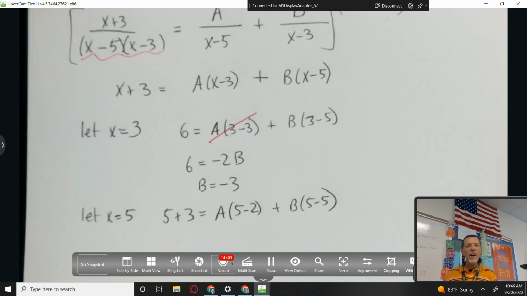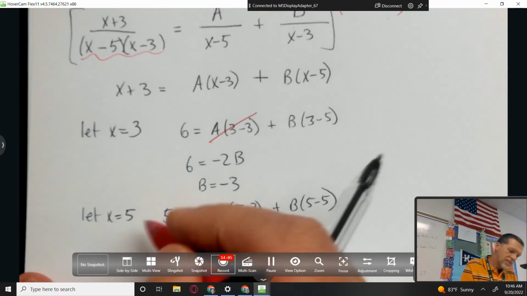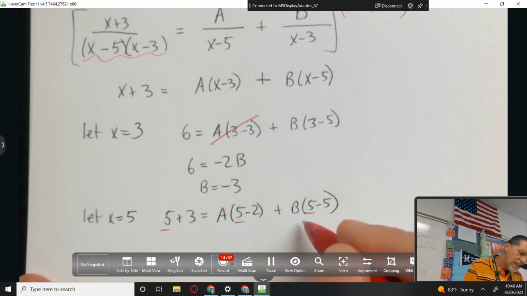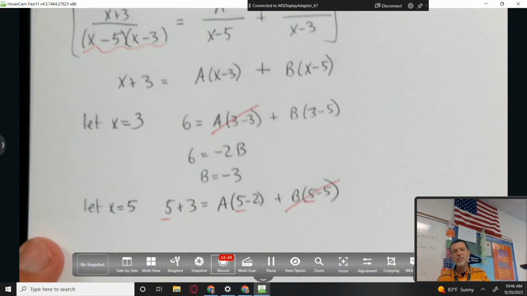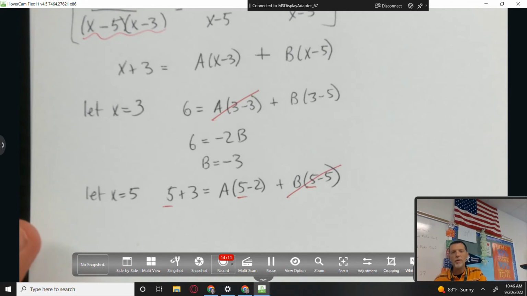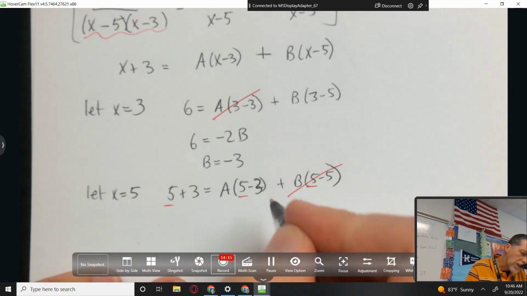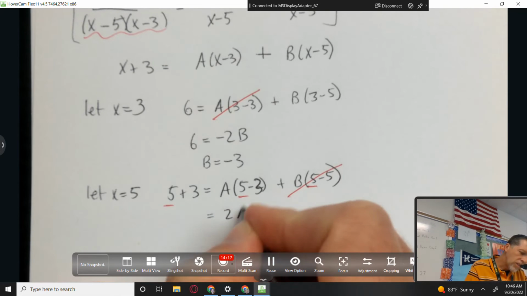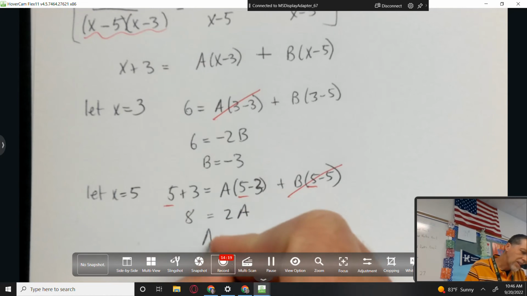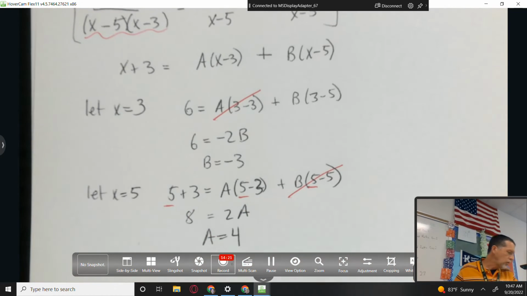So I plug in 5 for all the x's. And 5 minus 5 is 0. That's why we picked 5, to wipe out one of the terms. Whoops, that's 5 minus 3. So 2a equals 8. And yes, a equals 4.